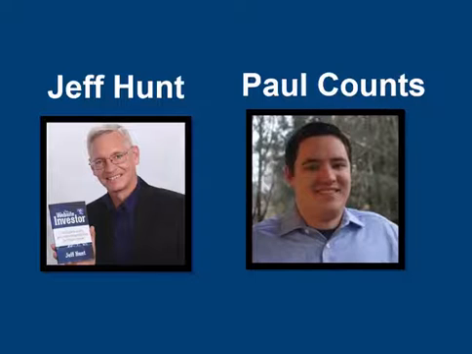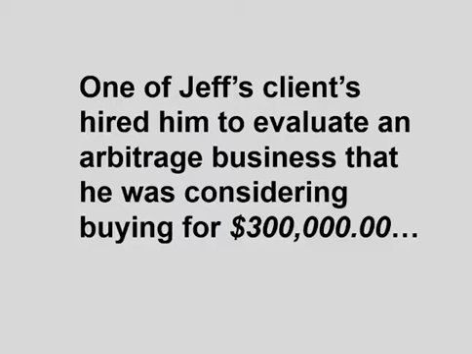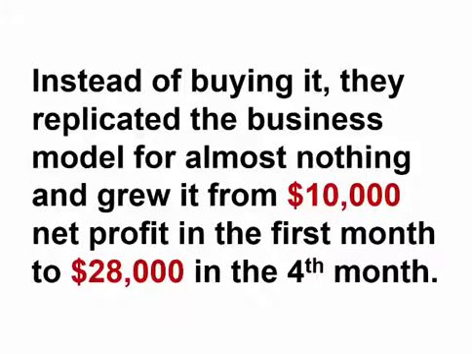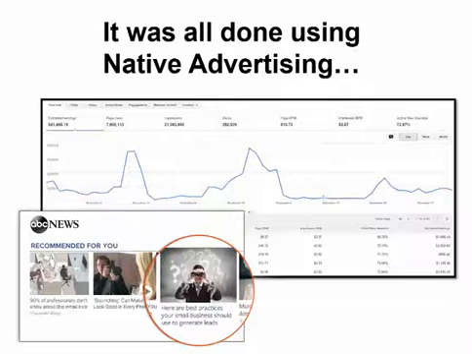One of Jeff's clients hired him to evaluate an arbitrage business that he was considering buying for $300,000. Jeff checked it out, and instead of buying it, they simply replicated the business model for almost nothing and grew it from $10,000 of net profit in the very first month to $28,000 of profit in just the fourth month. And that's how the Arbicash system was born.